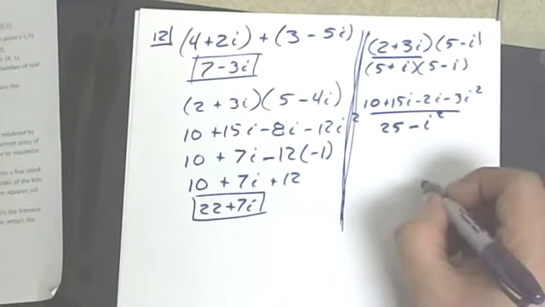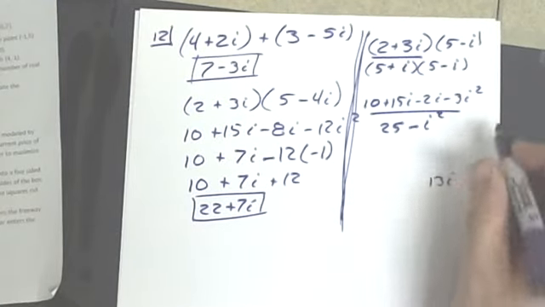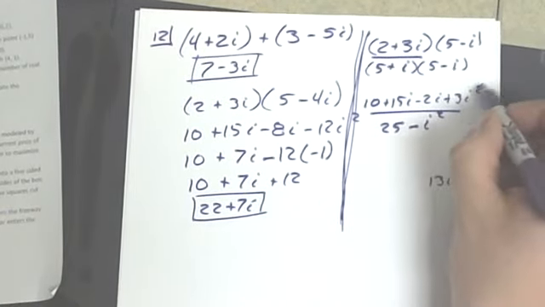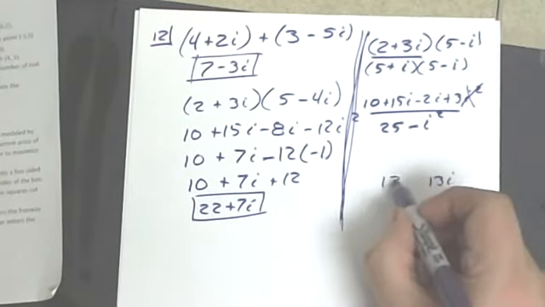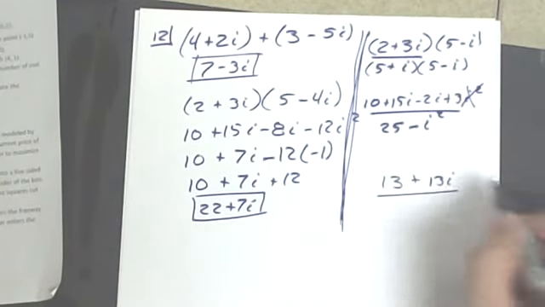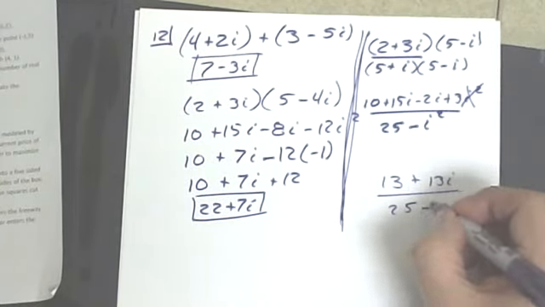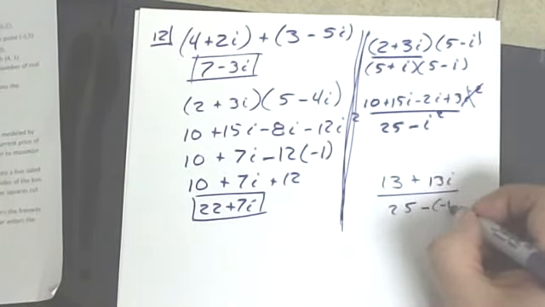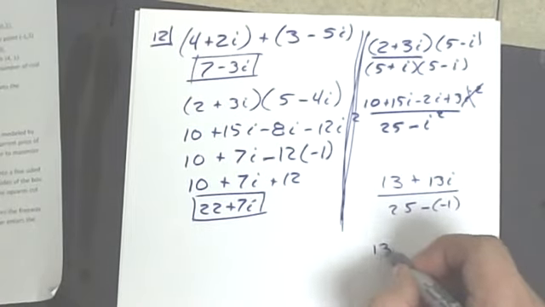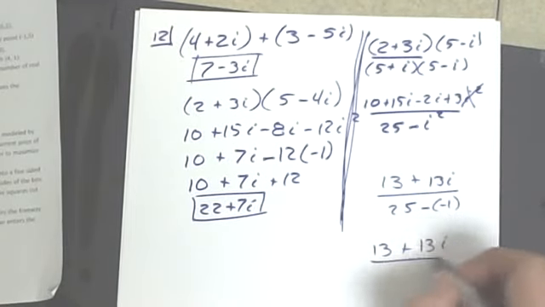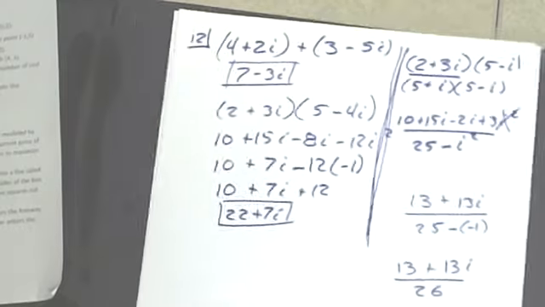Let's see, that turns into 13i. That turns into a negative 1, so it turns that into a plus. So 13 plus 13i, that's cute. And we get 25 minus the i squared is a negative 1. So 13 plus 13i over 26.